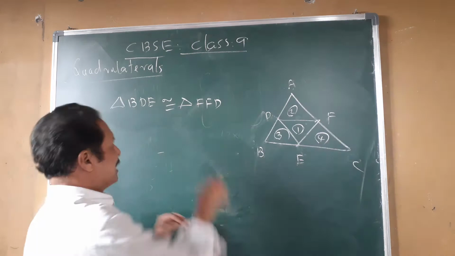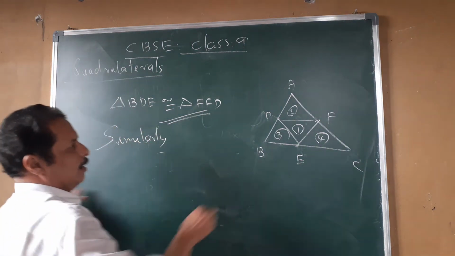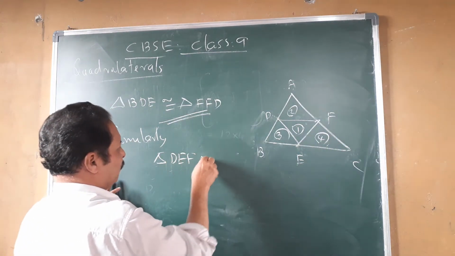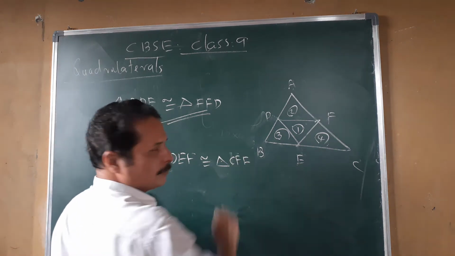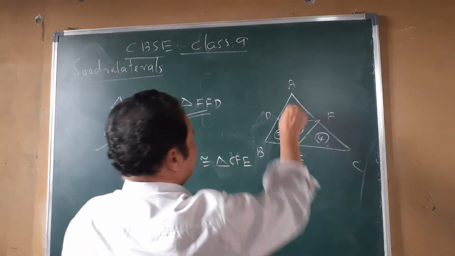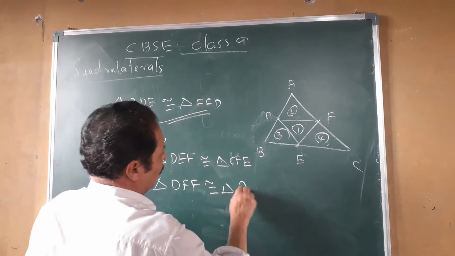Is it clear? Similarly, these two triangles are also congruent. That is, DF congruent to CFE. Is it correct? Similarly means by using the same. Similarly, these two triangles also. Triangle DEF congruent to triangle AF.